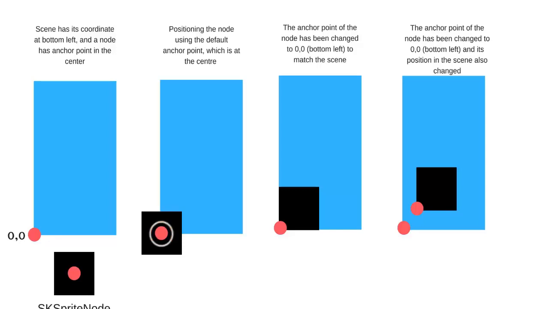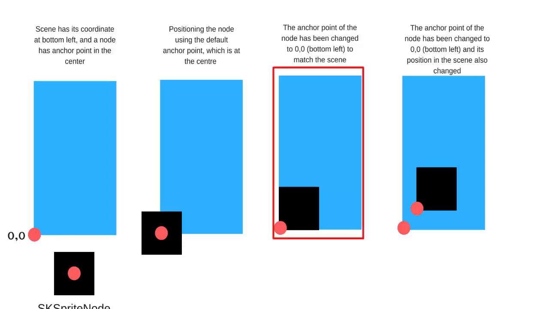So I move the point from the center to the point 0. Remember that even an SKScene is a node, so every node has its origin here. That's why I set the anchor point to be CGPoint.zero, which is also the bottom left. Positioning the node using the default anchor point, which is at the center, this is what it looks like.